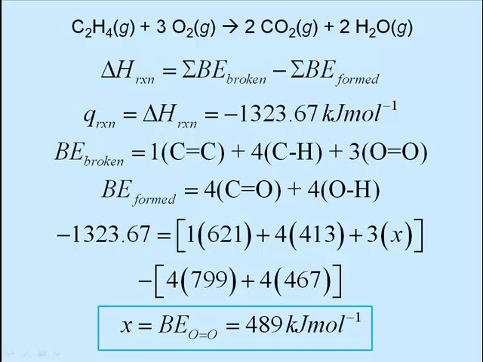Because there's 4 C-double-O bonds in, there's 2 CO2s. So here's our 1 CO2 and our second CO2. Some people like to draw structures on this because it makes it easier to count the bonds.